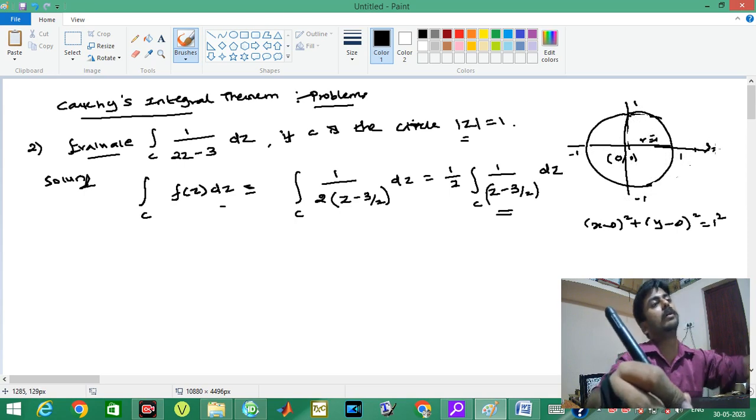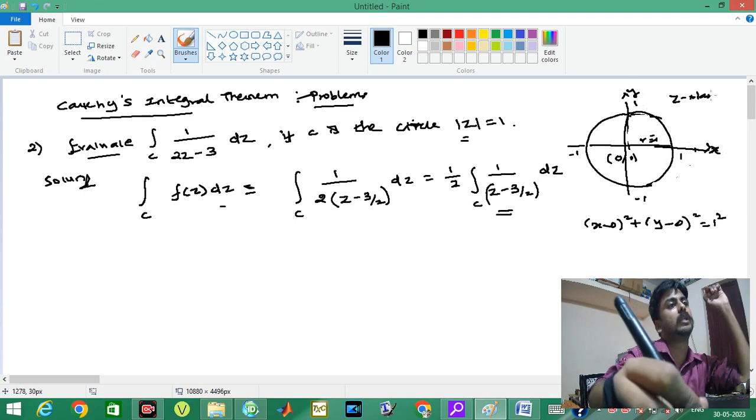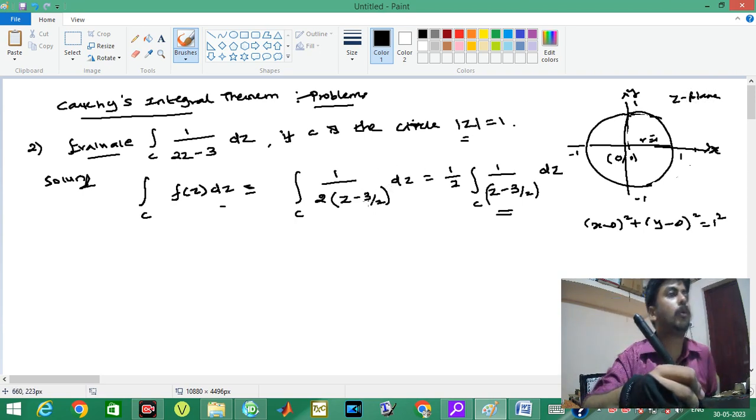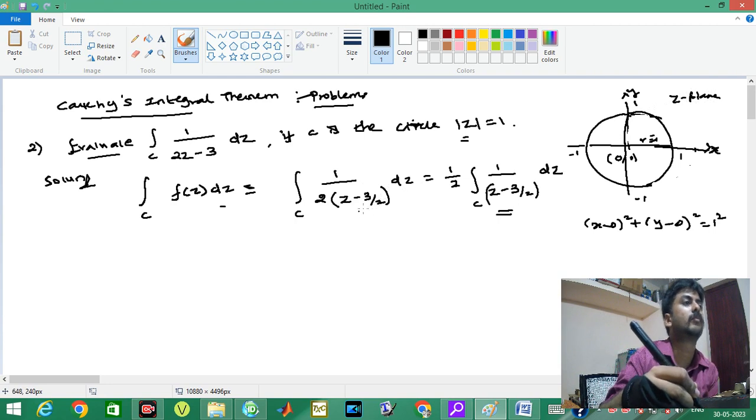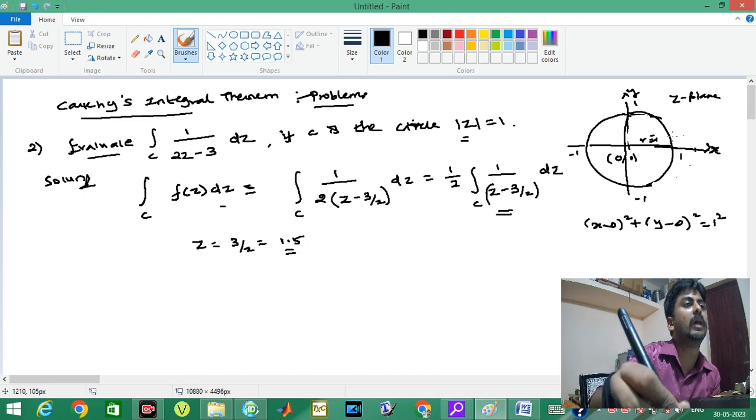So this is x, this is y, this is our z plane. Now z equal to 3 by 2, that is equal to 1.5. This 1.5 will definitely lie outside the circle. So our conclusion is here.